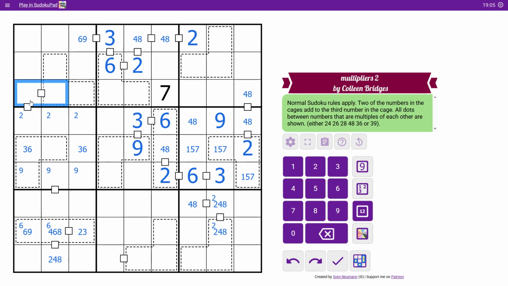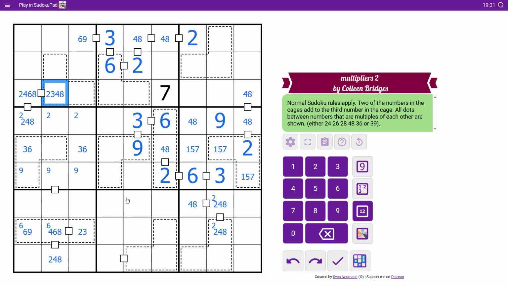So, try 3 at once. Okay, that can be 2. It can't be 3. It can be 4. It can't be 6. It can be 8. It can't be 9. So that can be 2, 4, 8. So that could be a 6. And that could be 3, 2, 4, 8.